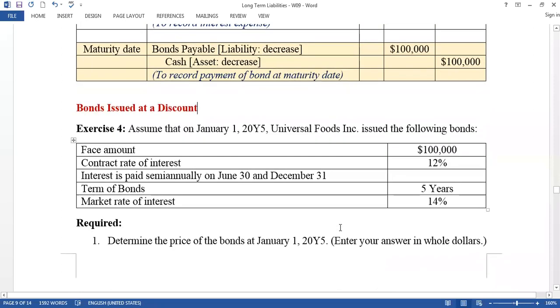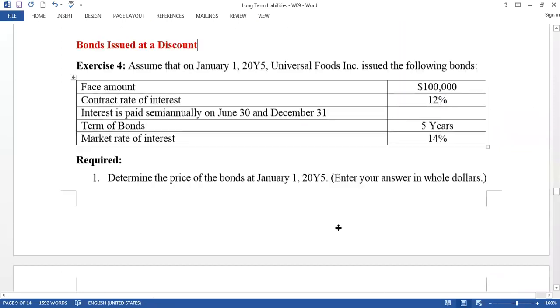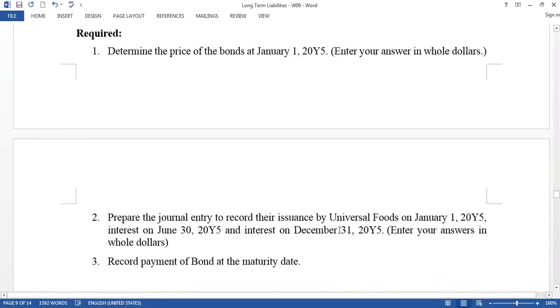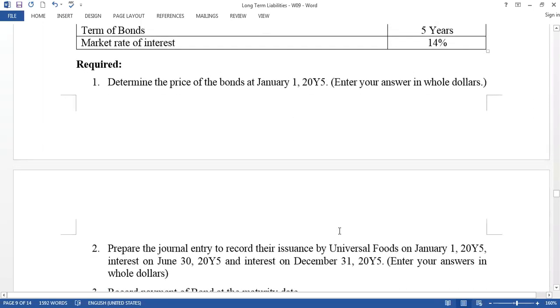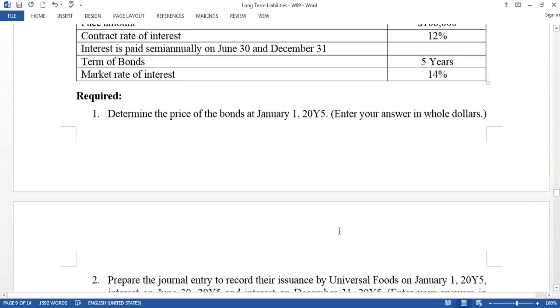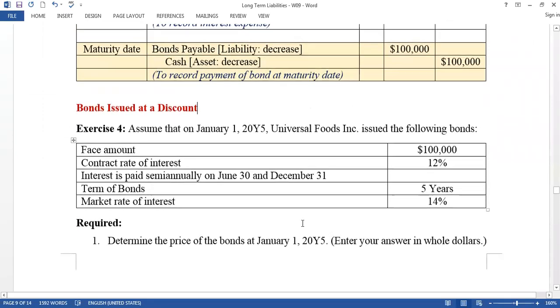Now, second question, exercise four, we have requirements 1, 2, 3. Today we are not going to learn requirement 2 or 3. Today I'm going to show you how to record the price of the bond, because the second example is about discount.